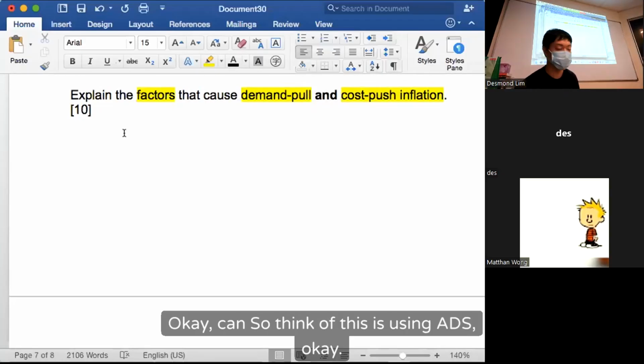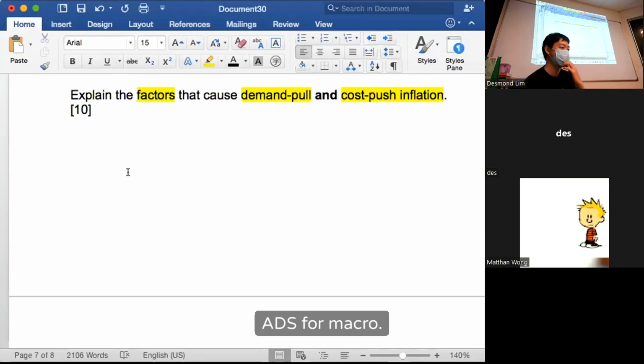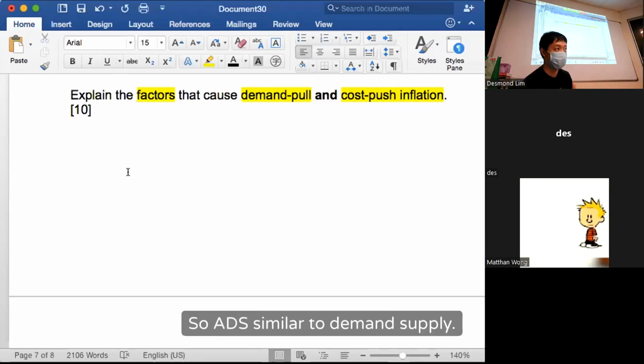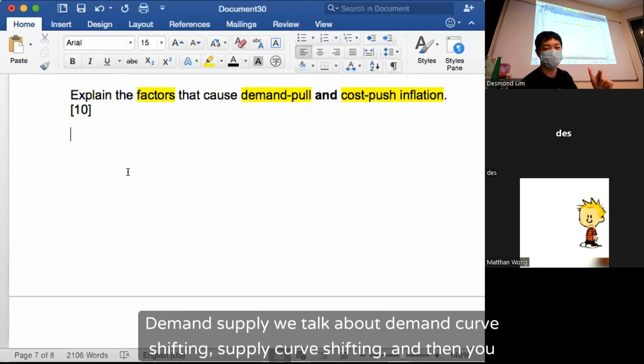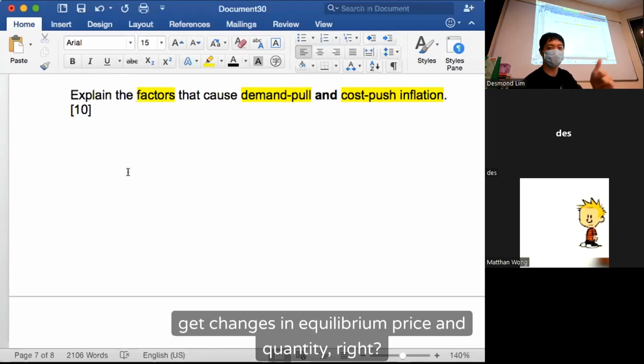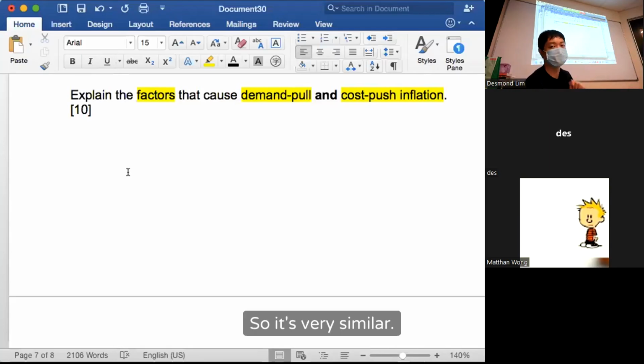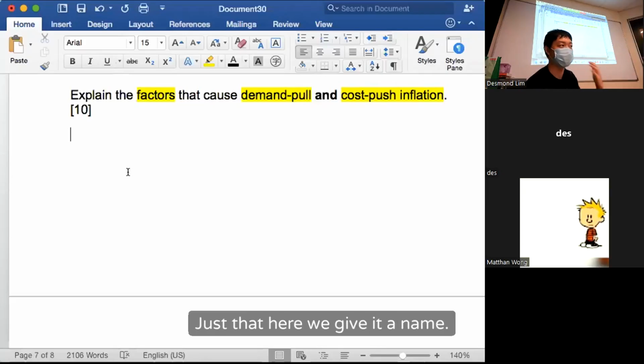Okay, so think of this as using AD-AS. AD-AS for macro. So AD-AS is similar to demand supply. In demand supply, we talk about demand curve shifting, supply curve shifting, and then you get changes in equilibrium price and quantity, right? So it's very similar, just that here we give it a name.